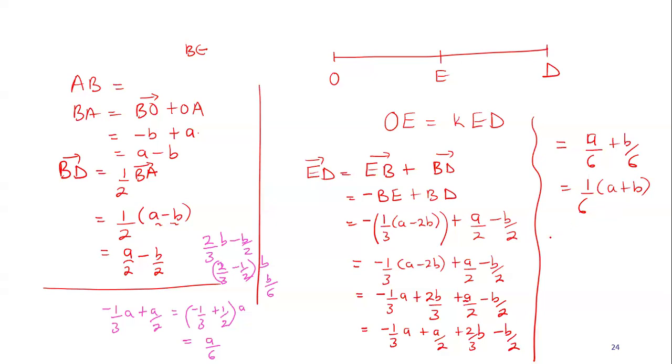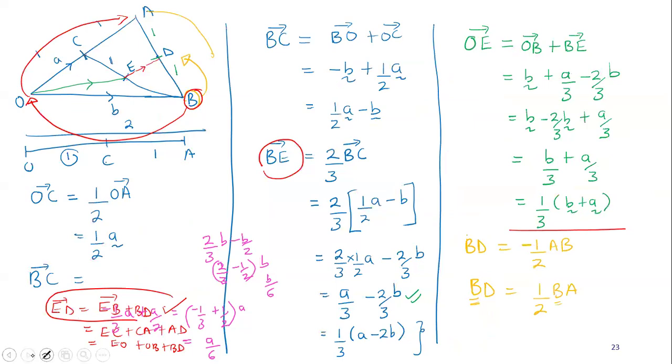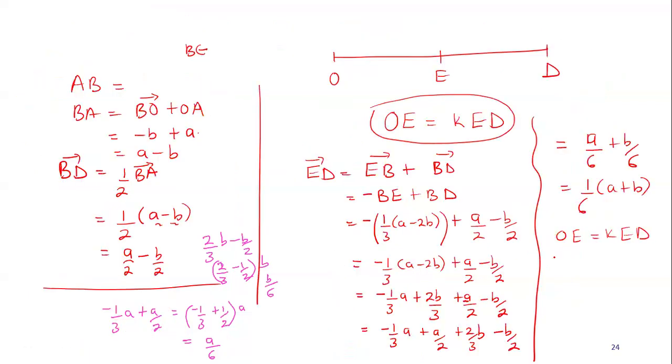Okay. Now, from here, what am I going to do? Remember, I must prove. So I'm going to come back to the original statement we made and say O to E is equal to K E to D. But what was our O to E? When you go back, O to E was a third of B plus A. So here we are getting K into 1 out of 6 into A plus B.